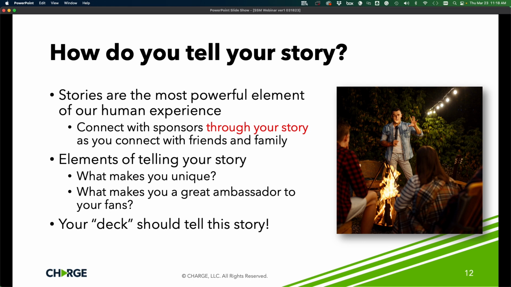Now, there are two really important ways to tell your story, and one is to make yourself unique. What is different about you? What is great about you? What is something about you that no one else can offer?